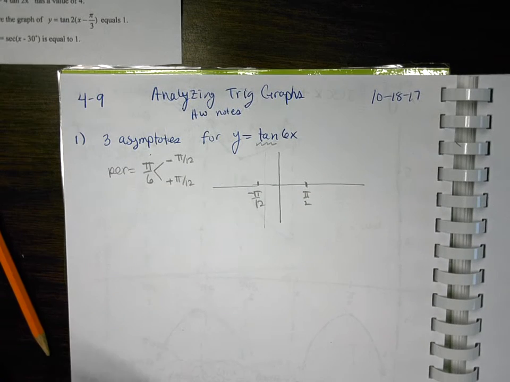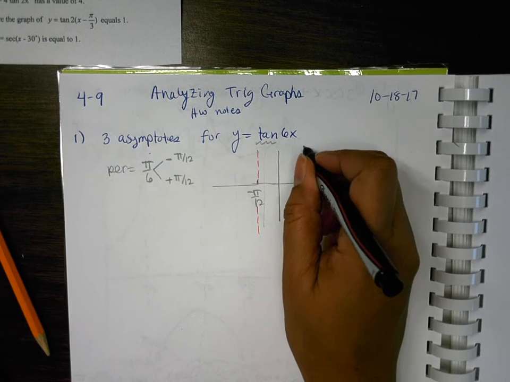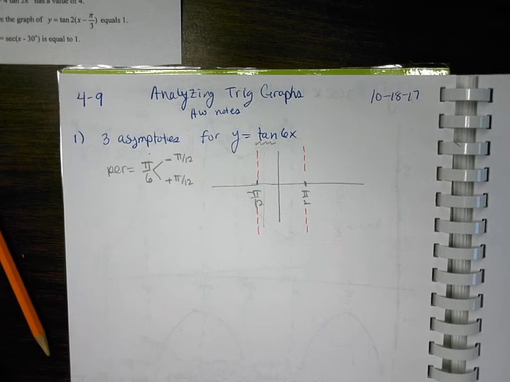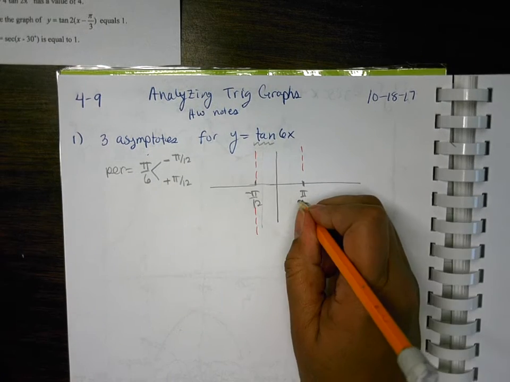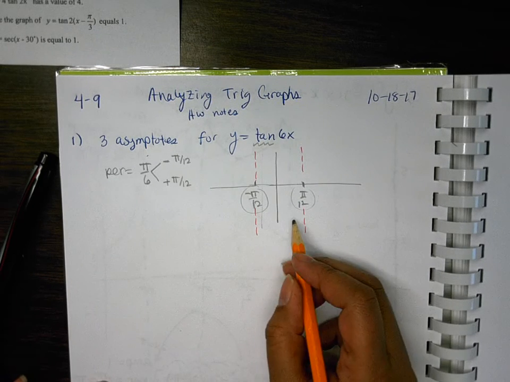Now, I don't have to graph it, so I'm not going to do all that. But did we already find 2 of the asymptotes? Yes. All right.